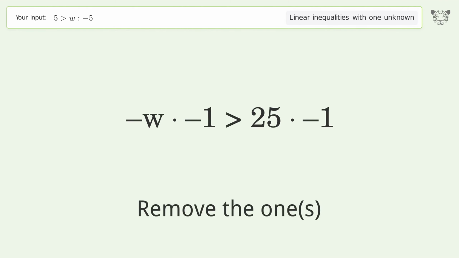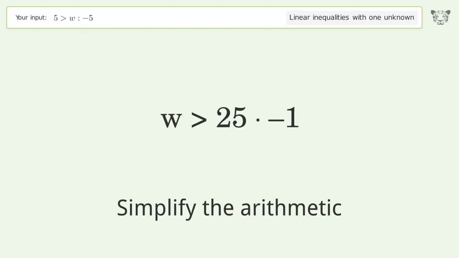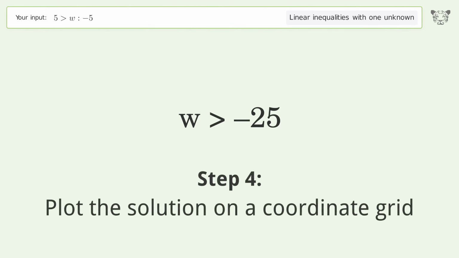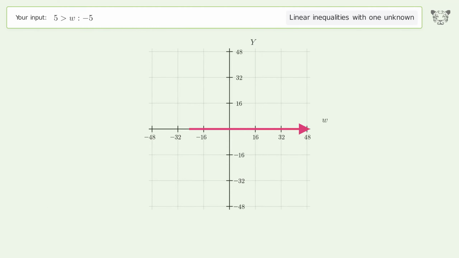Remove the ones. Simplify the arithmetic. Plot the solution on a coordinate grid. And so the final result is w greater than -25.